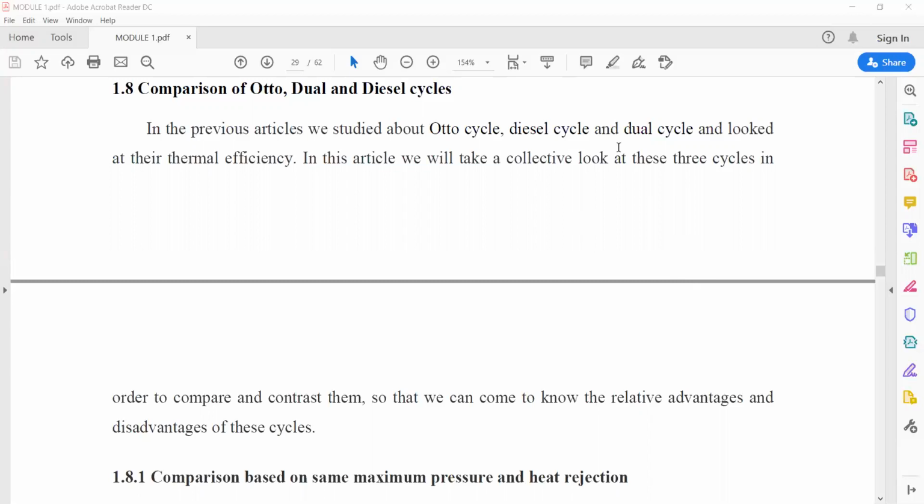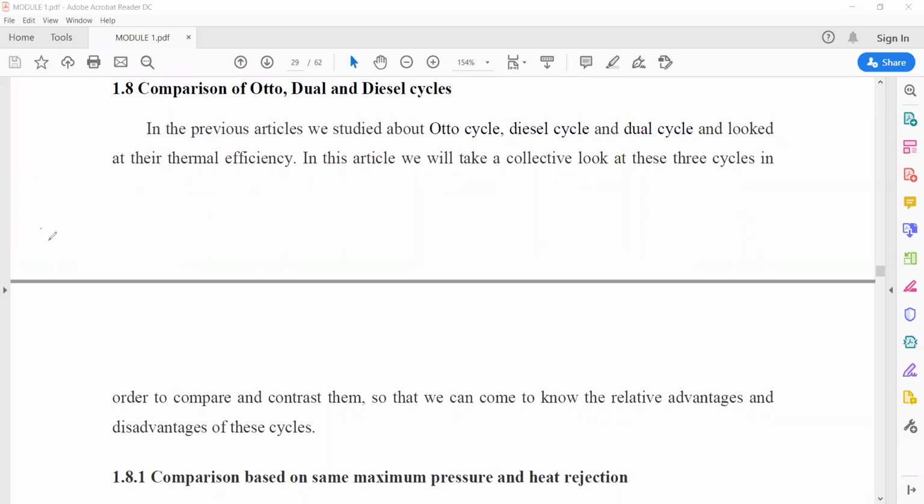Okay, now the topic is the comparison between Otto, diesel and dual cycle, which is extremely important from your examination point of view. Many times it has been asked in the VTU examination: give the comparison between Otto, diesel and dual cycles based on the various factors. Basically we'll see the two important conditions, and based on those conditions we'll compare the efficiencies of Otto, diesel and dual cycle. So before going to the comparison, let us understand how to write the equation for air standard cycles.